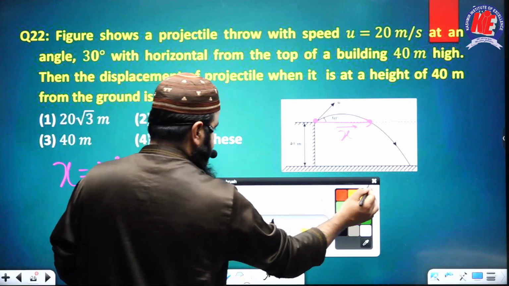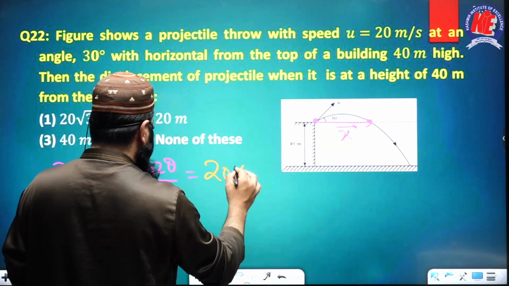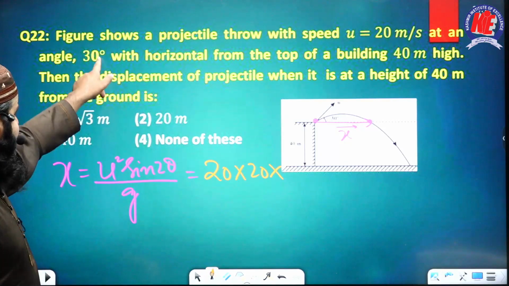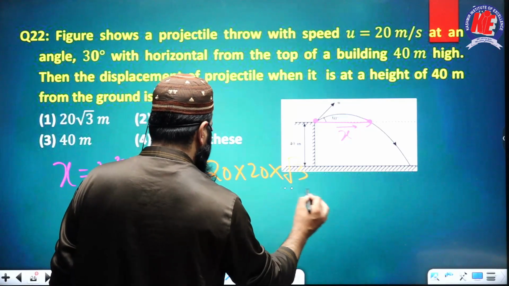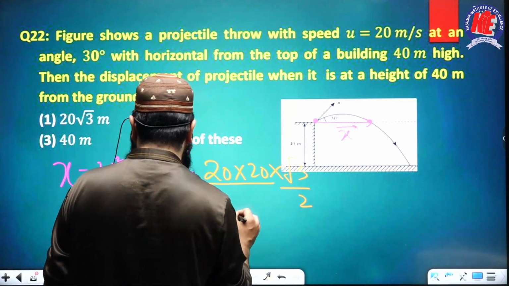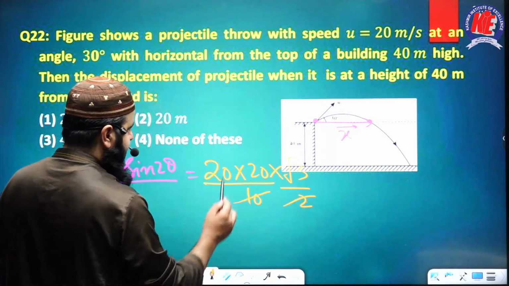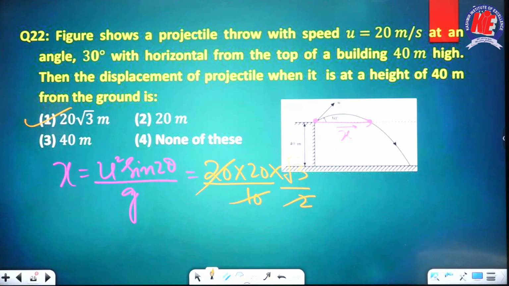अब यहां पे आओ, u square, you are imparting the velocity of 20 with the square, that's 20 into 20 into sine 2 theta, the theta is 30, 2 into 30 is 60, sine 60 is root 3 upon 2, in the denominator you are left with g, that's 10. अब यहाँ पे आओ, 2 into 10 is 20, 20 को दफा करो, so 20 into root 3 is going to be the answer.